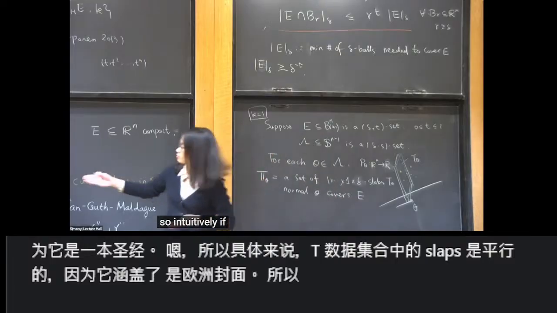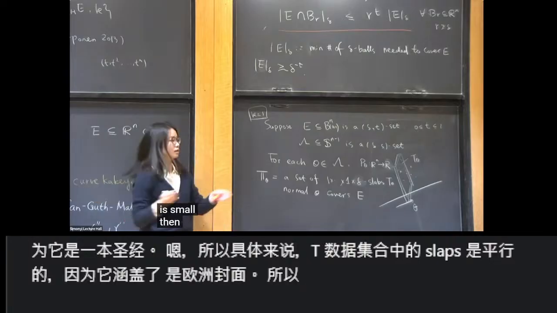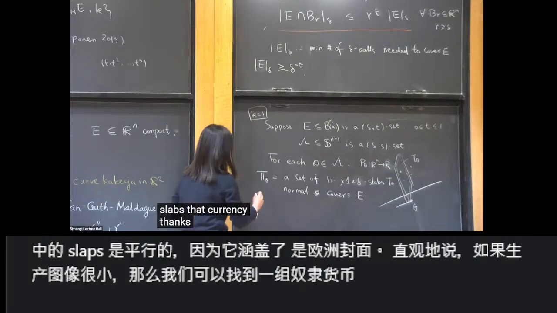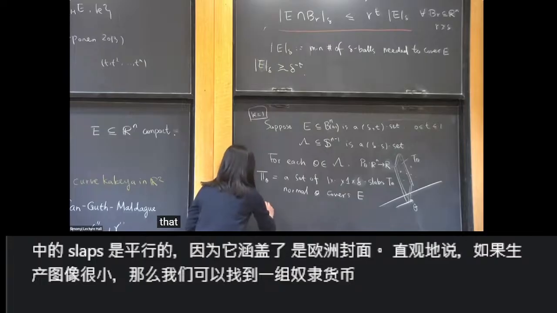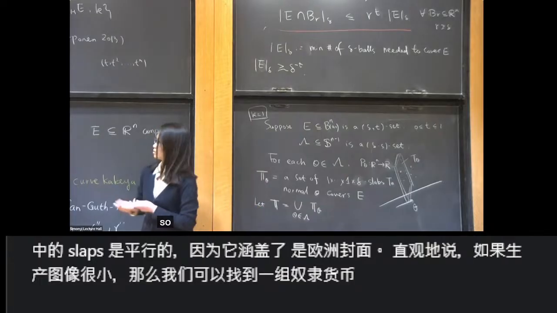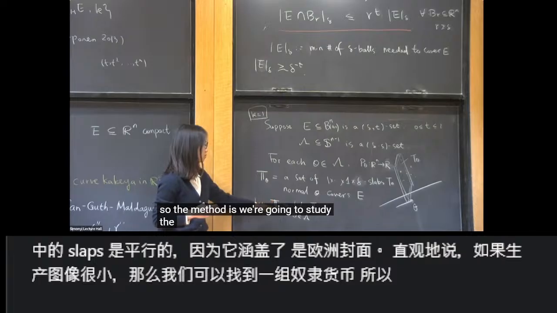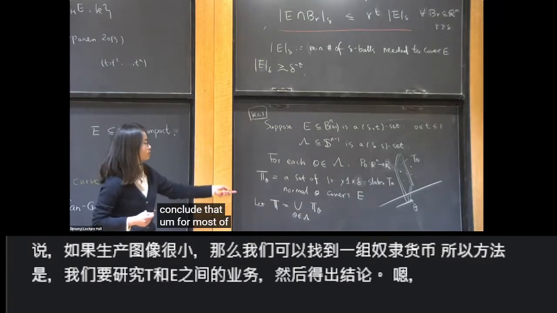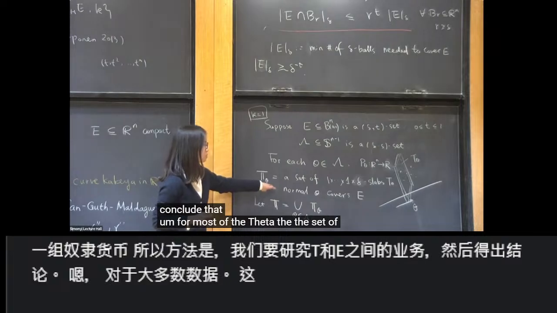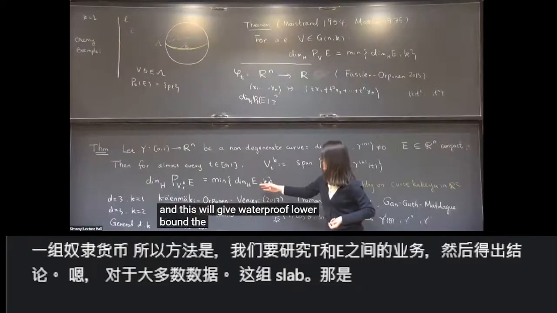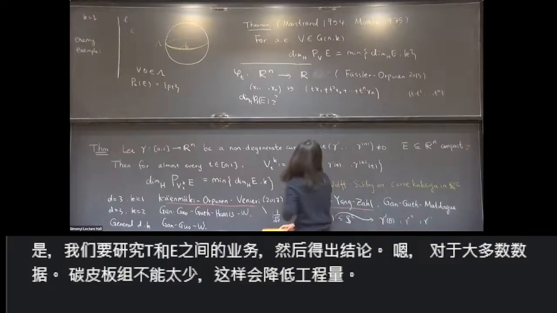So intuitively, if the projection image is small, then we can find a small set of slabs that covers E. So the method is we're going to study the incidences between this T and E and conclude that for most of the theta, the set of slabs that covers E cannot be too small, and this will prove a lower bound of the projection image. Okay.